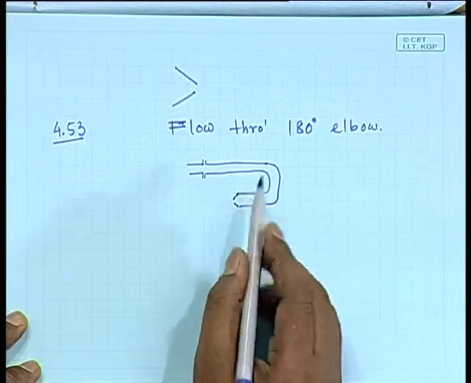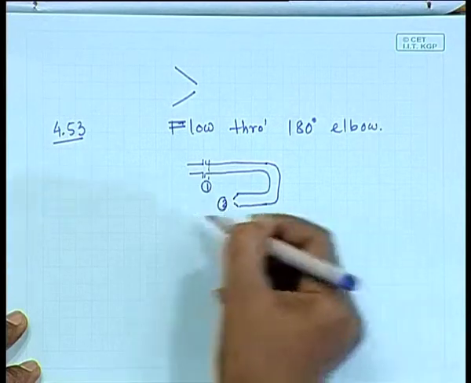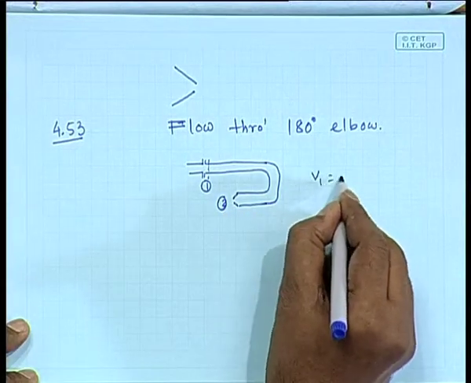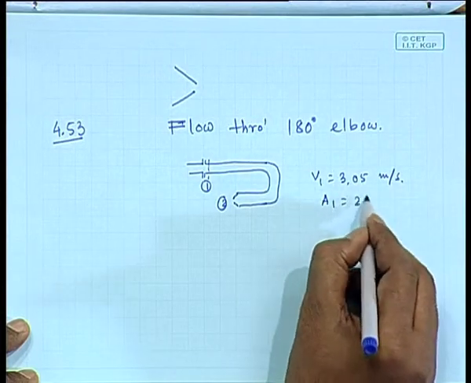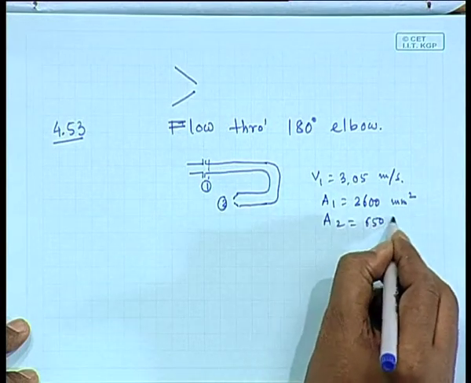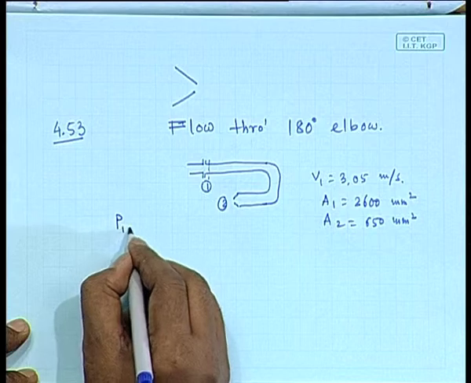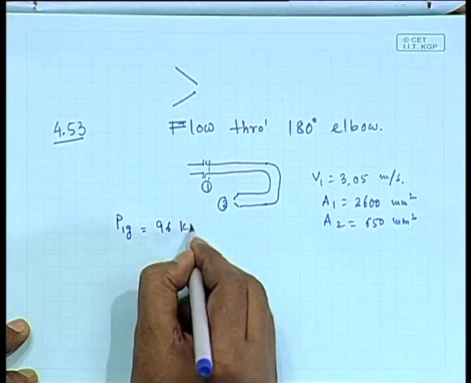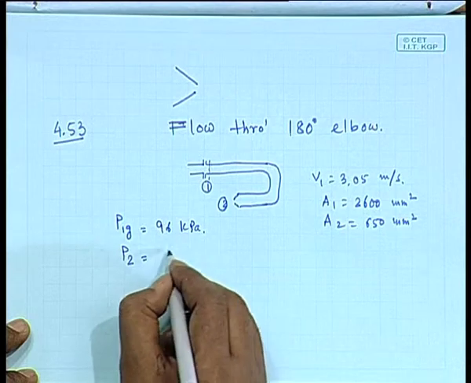Okay, it's a 180 degree elbow, and at phase 1 there will be a nozzle at phase 2 where water is issuing out. At the steady state, V1 is given as 3.05 meter per second, A1 is 2600 millimeter square, and A2 is 650 millimeter square. The gauge pressure at point number 1, that is here, is given as 96 kilopascal. And pressure at point 2 is open to atmosphere, so it is atmospheric pressure.